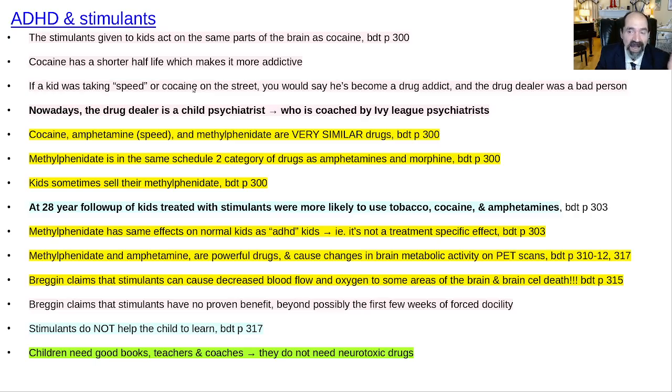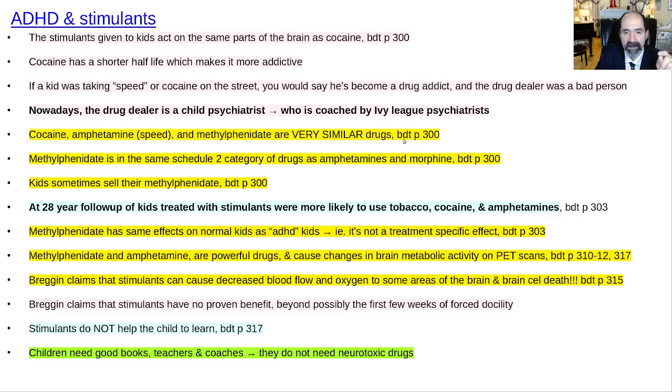And then I'm just shocked by how bad these psychiatric drugs are. They're a disaster. Trust me, I'm understating how bad they are. If you read about them, you will be shocked. Giving children a drug that's known to be very similar to cocaine and amphetamines. It's insane, okay? I talked about kids taking speed on the street. You would say he's become a drug addict and the drug dealer is a bad person. God. Okay, cocaine, amphetamine, speed, and methylphenidate are very similar drugs.